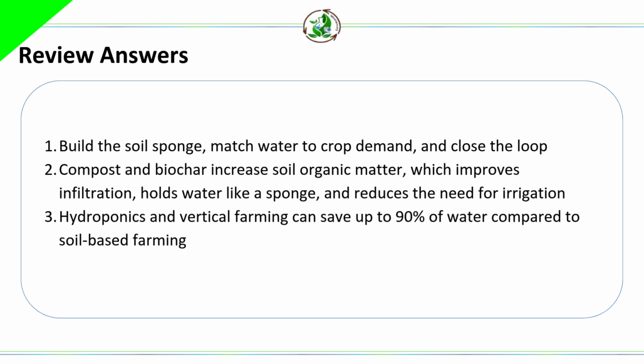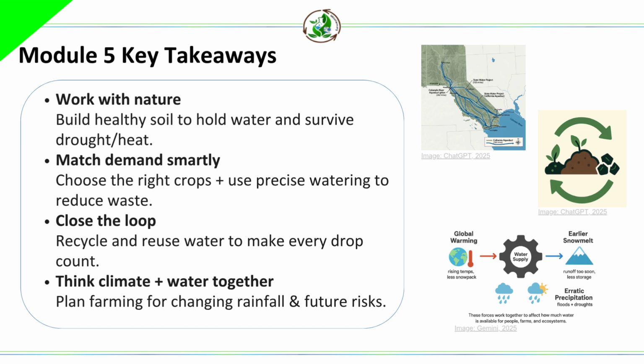3. Water savings with hydroponics and vertical farming. These systems can save up to 90% of water compared to traditional soil-based farming, making them very efficient, especially in water-scarce regions. Remember, these strategies are all about using water wisely, keeping it available for plants, and reducing waste.